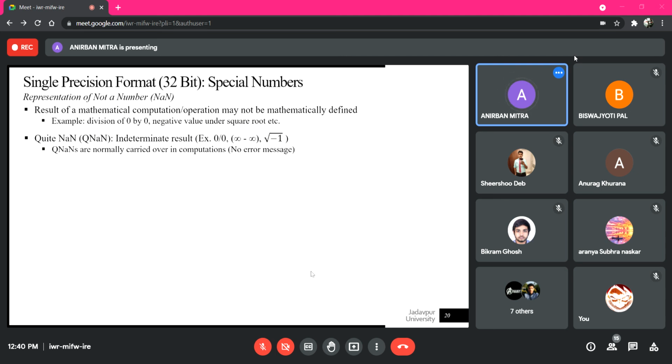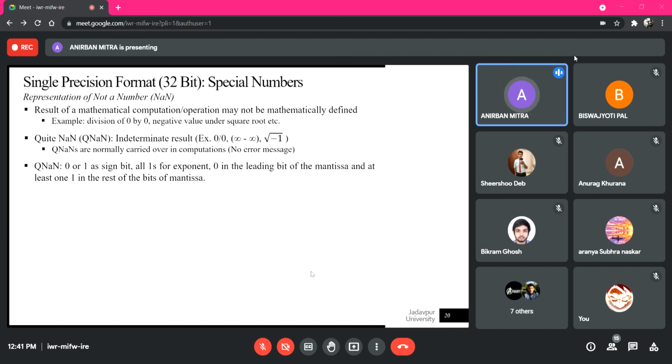So if due to calculations somewhere you get 0 by 0, then in the results window, output window, you will get a notation of NaN. But there will not be any kind of error messages. So this is how QNaN is represented.